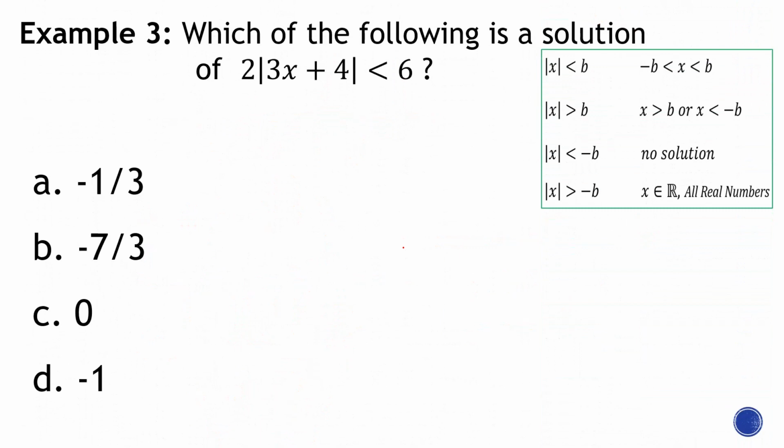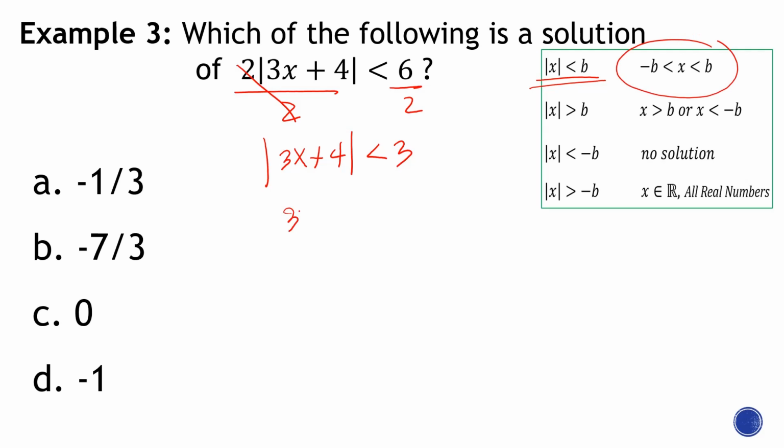Next, which of the following is a solution of this one? To know that, let's solve the problem. First, we will divide by 2 on both sides. This will be absolute value of 3x plus 4 less than 3. And yes, that's the property that we will use. This is the solution, which means -3 is less than 3x plus 4, less than 3.